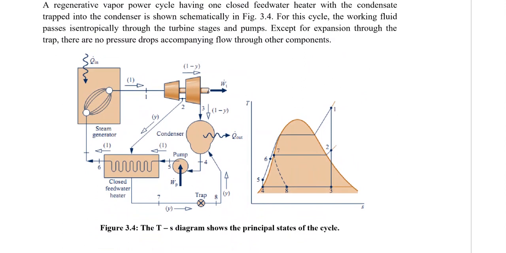So in this regenerative power cycle, we have got one closed feed water heater. In the same manner, let's look at the schematic diagram. Steam would enter at state 1, and it would be expanded in the first stage of the turbine. Some of the steam, which we now call Y, is bled out at state 2, and the rest of the steam, which is 1 minus Y, will be expanded in the second stage of the turbine. This steam 1 minus Y would pass through the condenser and exit at state number 4, and would be pumped to state number 5, to a pressure higher than 4.